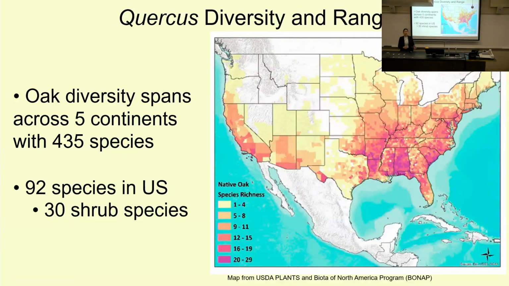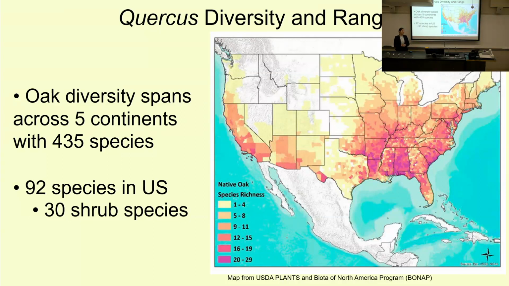So I just want to start off again. I don't know everyone's background here today, so I want to start off with why Quercus is a great study species that we utilized. The diversity and range that the clade possesses is very vast, expanding over 5 different continents with over 435 distinct species. In the US alone, we have 92 oak species, 30 of those existing in the growth form of shrub, which I'll talk about a little bit later on.